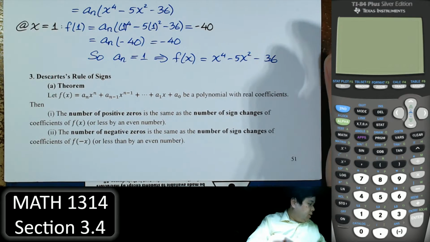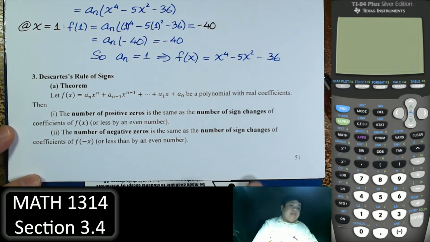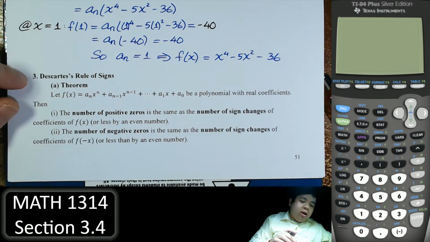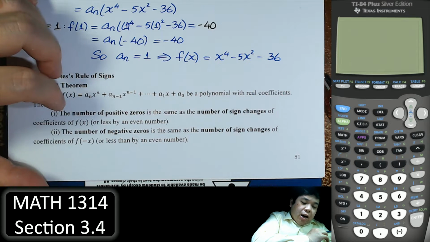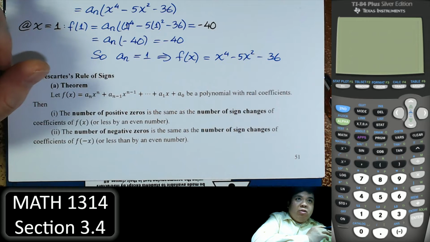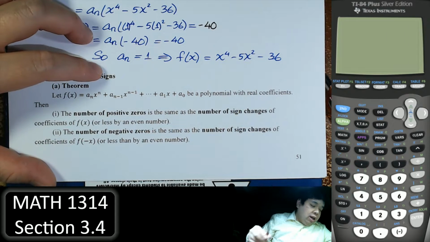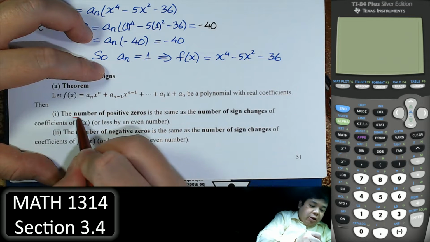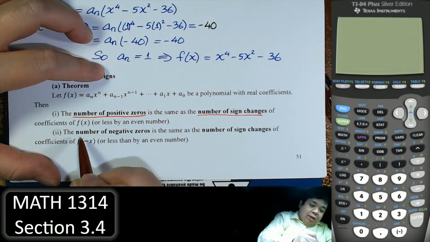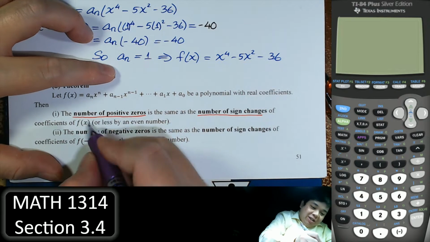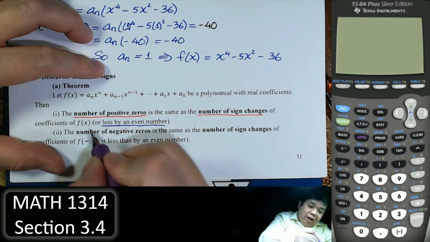We're back. This is the second part of section 3.4. The Descartes' rule of signs will tell us the number of positive zeros or the number of negative zeros. So let's say we have a polynomial function. Then the number of positive zeros will be equal to the number of sign changes. And here's the kicker: or less by an even number.